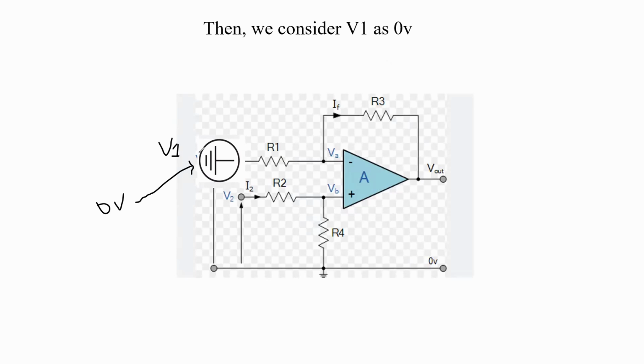Then we ground V1. First we grounded V2, then we ground V1. Then the V1 voltage is 0 volts. This is the 0 voltage. Okay, move to the next slide.